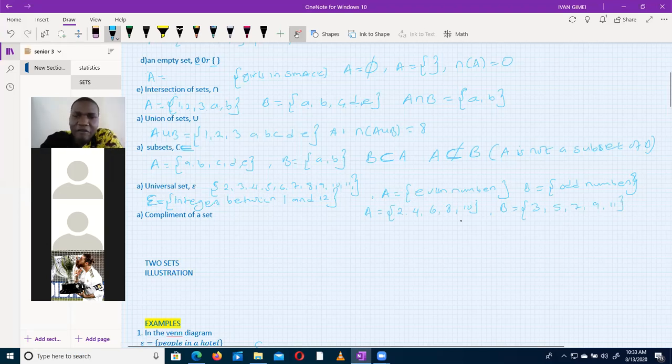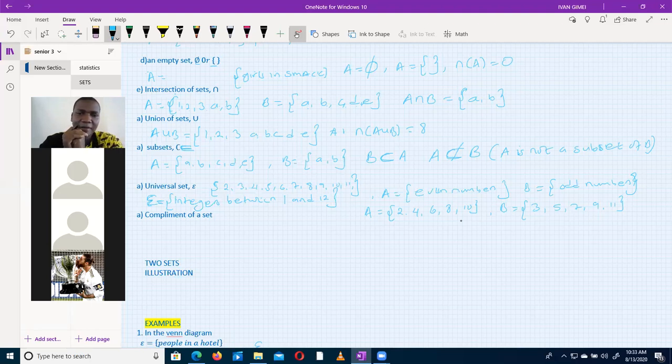So that means that our universal set contains all the elements, all of them. If they say members, or they say the universal set has people who visit a hotel, or students in SMART, it closes up everything. The universal set contains all elements, is the one that covers all the elements. That's what we call the universal set.